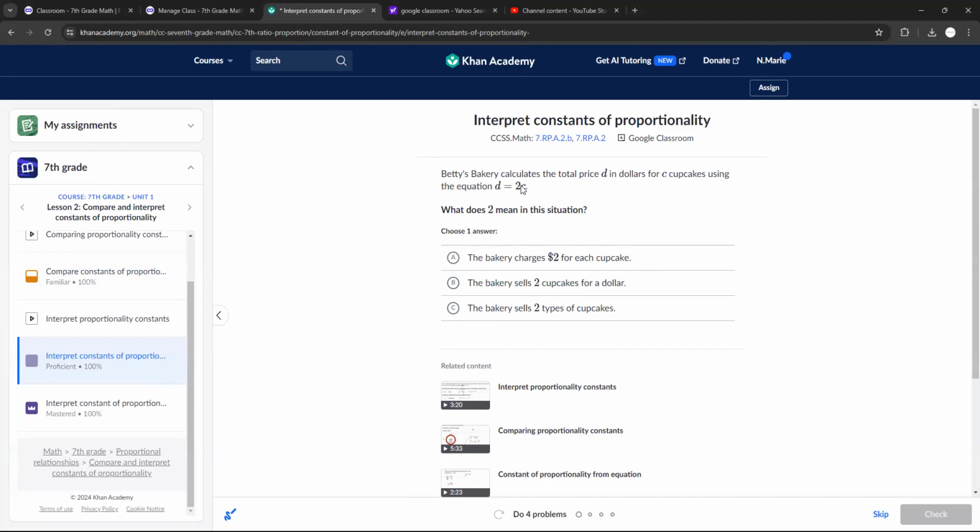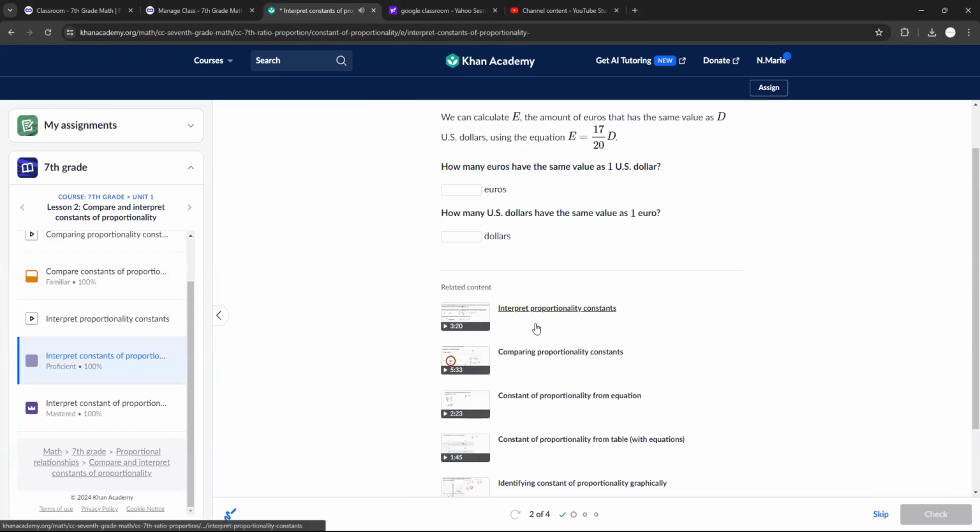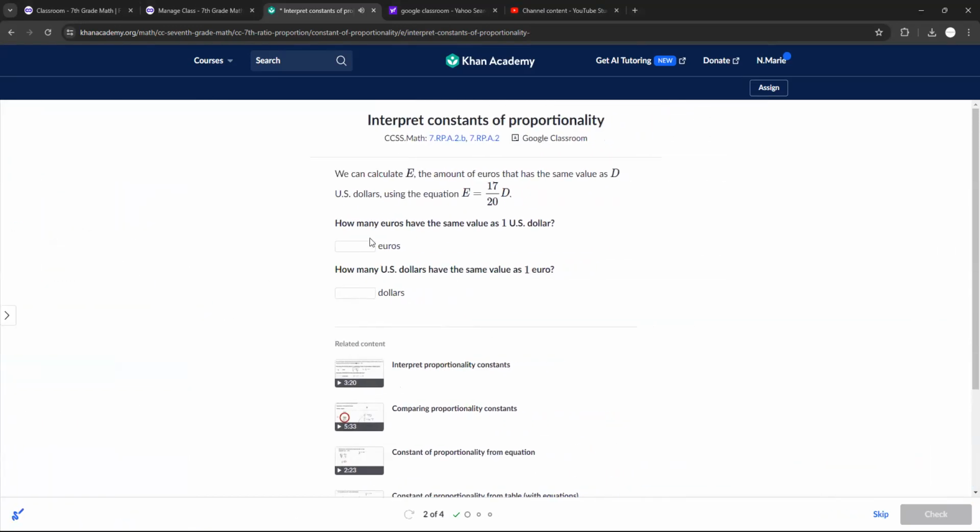What does 2 mean in this situation? Betty's Bakery calculates the total price for cupcakes using the equation D equals 2 times C. So D is how much she makes. So she makes $2 per cupcake. We can calculate E, the amount of euros that has the same value as D. How many euros have the same value as $1? Okay, so $1 is 17/20ths of a euro.